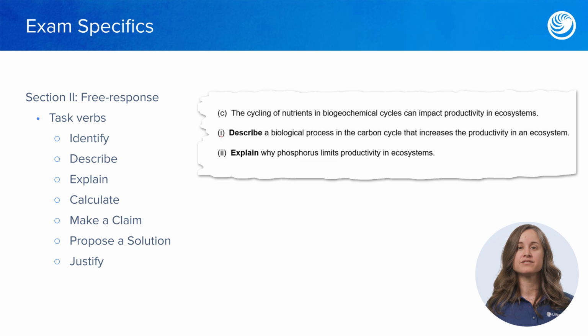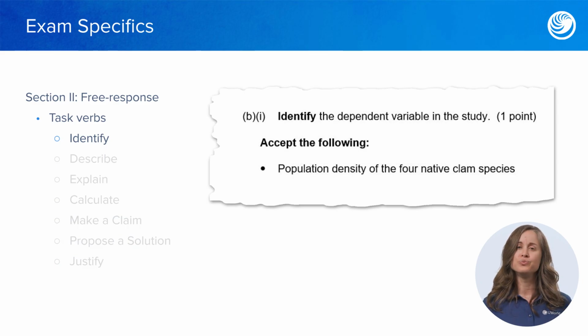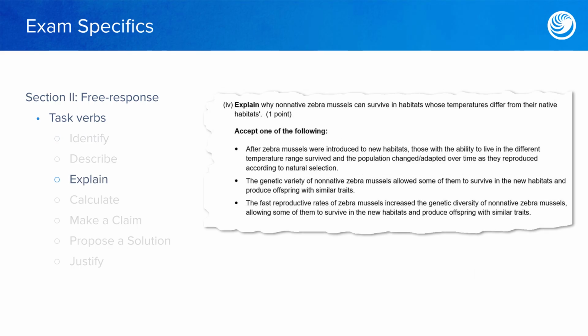Understanding what is expected of students with each task verb will help students provide enough information to earn the points. For example, identify questions do not require elaboration, and students should not waste time writing more than one sentence. While explain questions should have at least 2 to 3 sentences to not only answer the question, but also elaborate with why or how that is the answer.